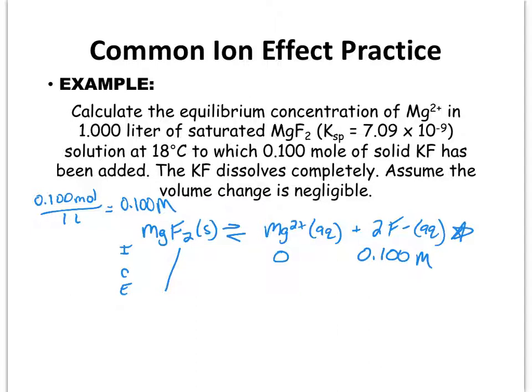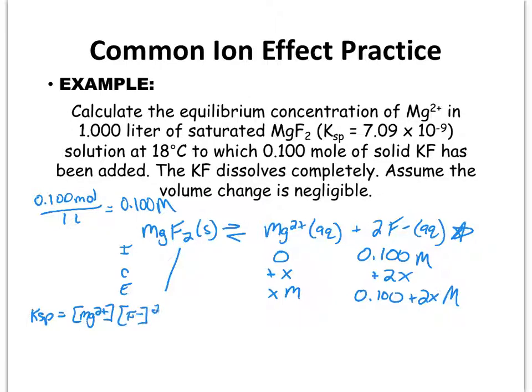And then everything else here is pretty much the same. If we look at our change in concentration, we know we're going to be forming products here. So this is going to be adding some value of X. This one's going to be adding some value of 2X. So at equilibrium, this would be X molar, and this would be 0.100 plus 2X molar. Okay, so don't forget here that we had a starting value for this one, so it's not just 2X. So now I can write my Ksp expression for this. I know Ksp would be equal to the concentration of my Mg2+ times the concentration of my F- squared here.